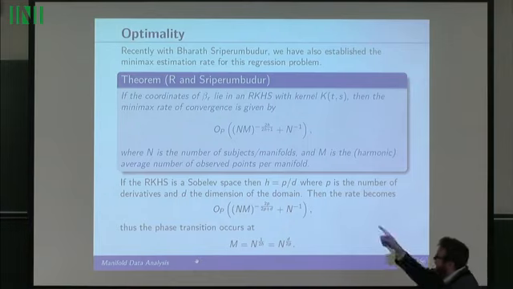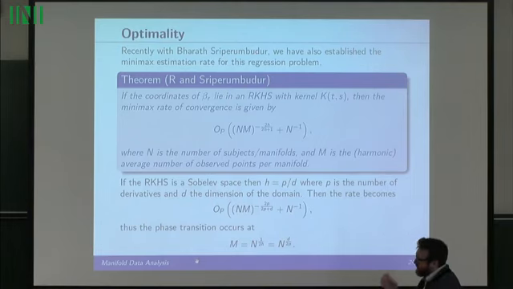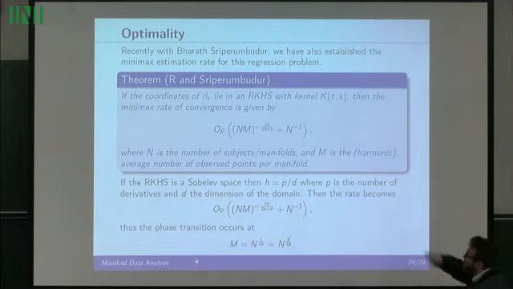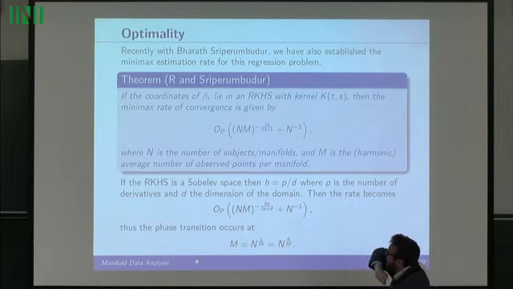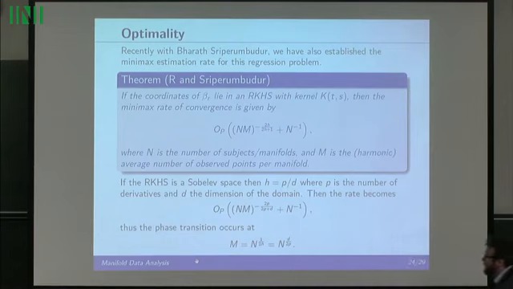So basically you have n, which is the number of faces, or the number of units. You have m, which is the average number of points per face. If the betas lie in an RKHS with a particular kernel, then the minimax rate looks like that. That's common in RKHS methods. And the little h is related to how quickly the eigenvalues decay. If they decay quickly, then you get a better rate.